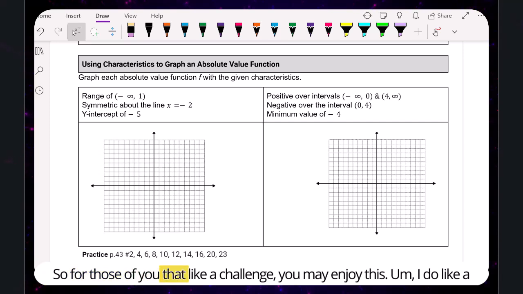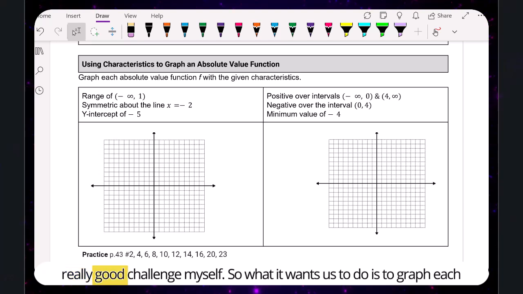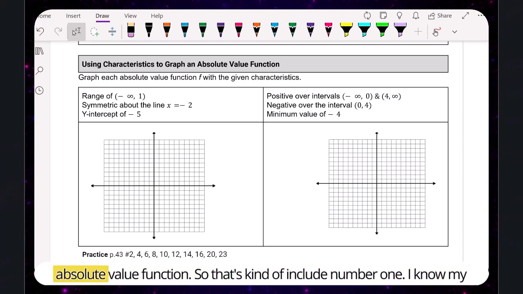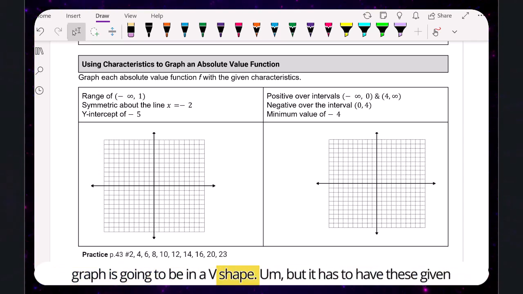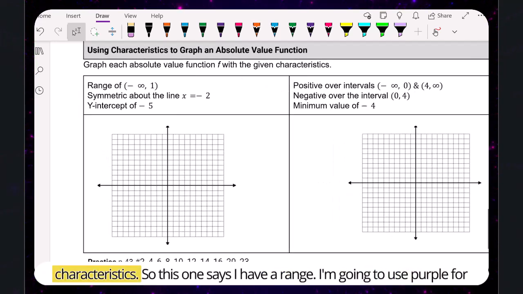So for those of you that like a challenge, you may enjoy this. I do like a really good challenge myself. So what it wants us to do is to graph each absolute value function. So that's kind of clue number 1. I know my graph's going to be in a V shape, but it has to have these given characteristics.